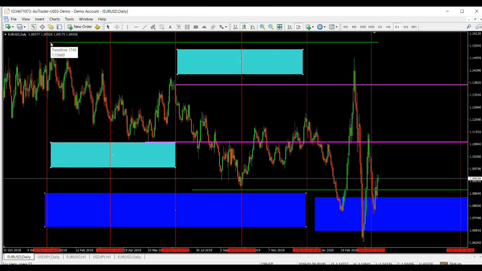You can see the green. This is the yearly high. This is the green line here. This is the yearly low here, 2019. Fine.